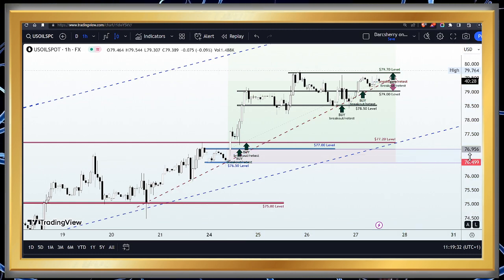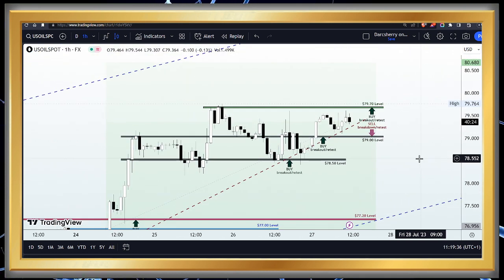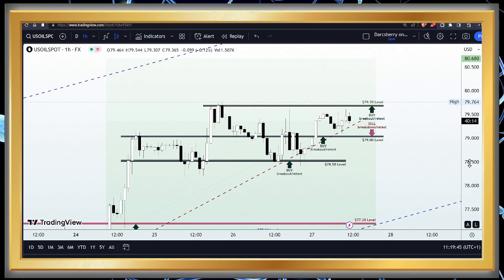Now, with the situation we have on the US Oil Spot this morning, it is quite clear that price still remains above the ascending trend line, hence we want to feel comfortable in our buy position while we also look out for more opportunities to buy.